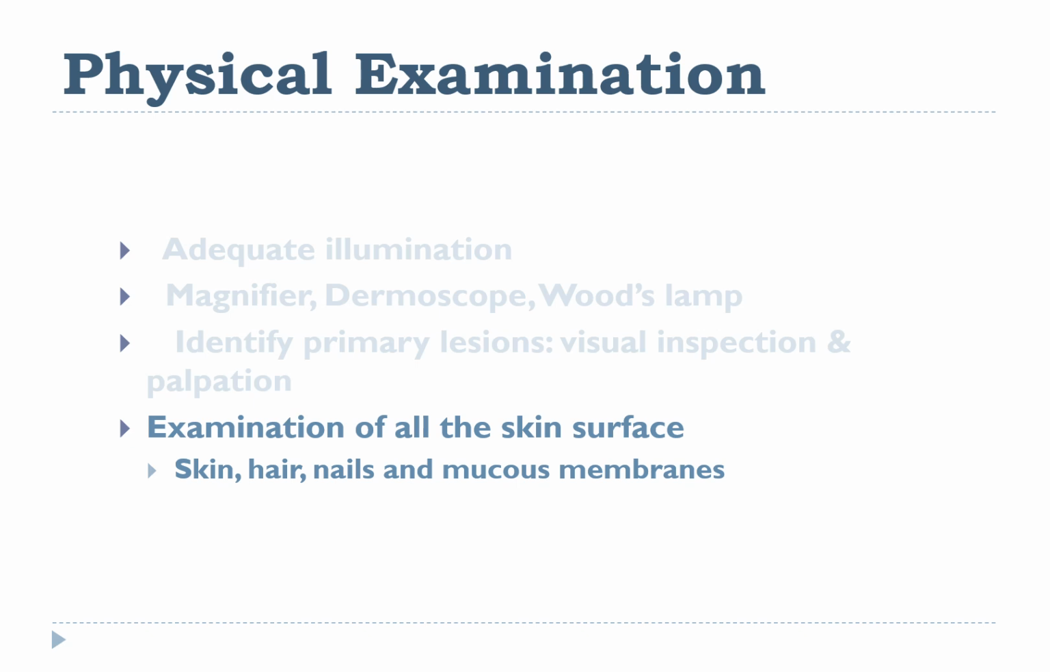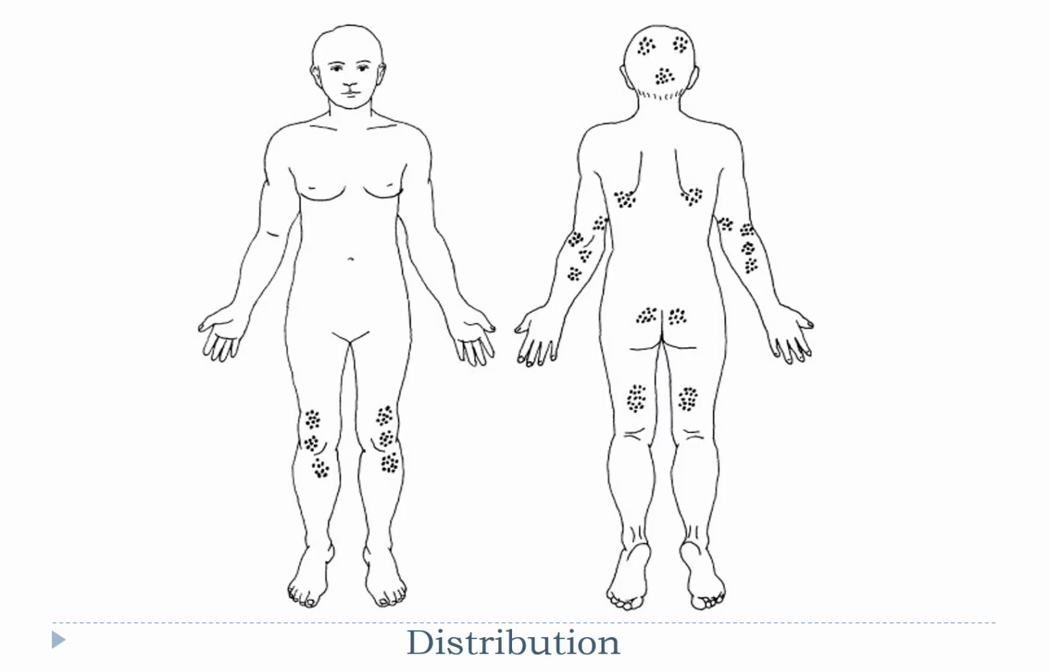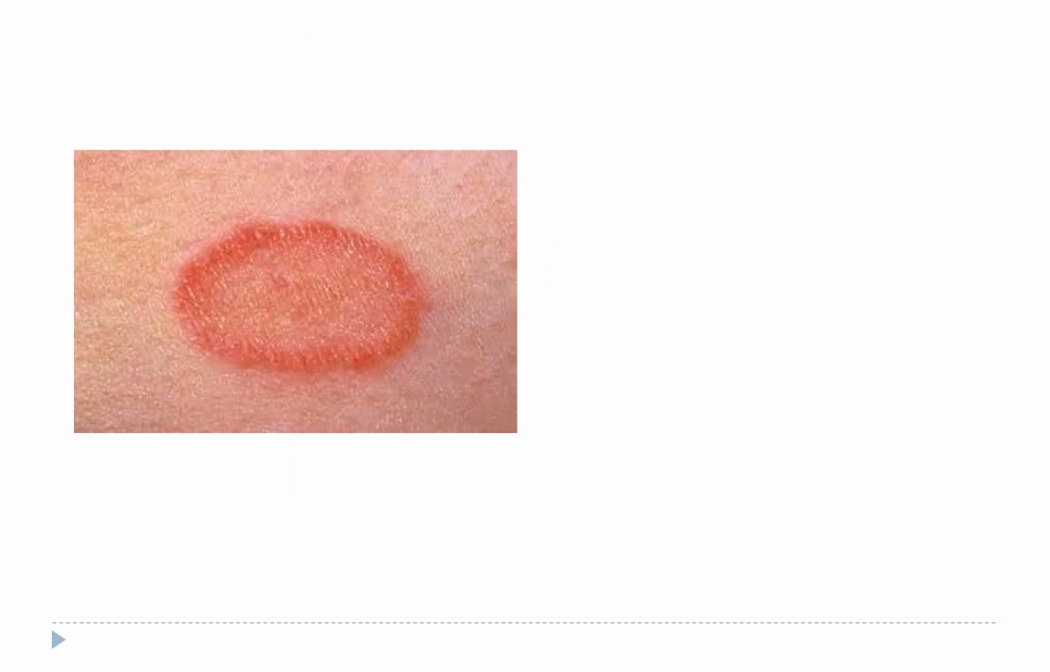Moving on with the physical exam, remember that during the exam we need to inspect all the skin surface. This includes not only the skin, but also the hair, nails, and mucous membranes. Why is it then so important to examine the whole skin? Take this case for example. A patient comes in complaining of an itchy erythematous annular scaly plaque over the abdomen. This is suggestive of ringworm or a fungal infection.